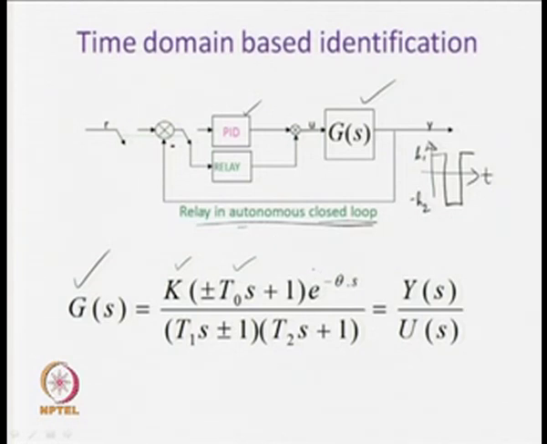Of course, the system is assumed to be associated with some finite time delay given by the term e to the power minus theta s. Further, the transfer function has 2 poles, where one is a left hand side pole denoted by T1 s plus 1 and the other is either a left hand side or a right hand side pole given by the term T2 s plus minus 1. Thus, we see that unlike the earlier cases, the transfer function model has 2 poles and 1 zero, and the zero can be located anywhere in the S plane.